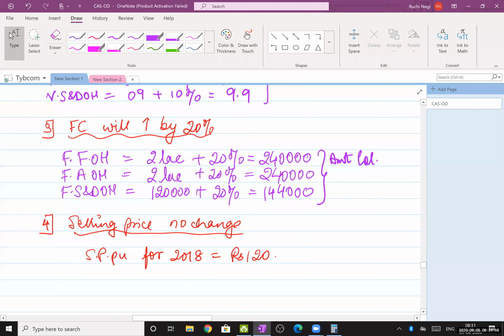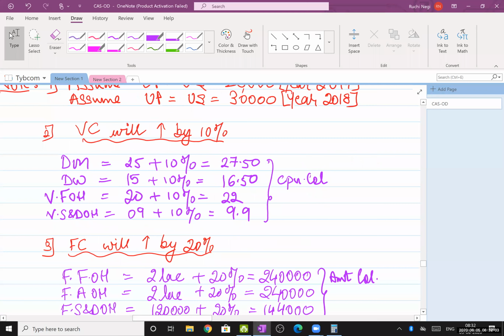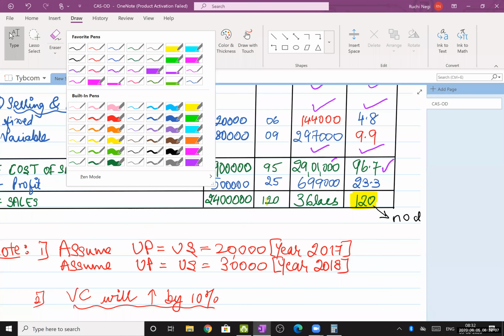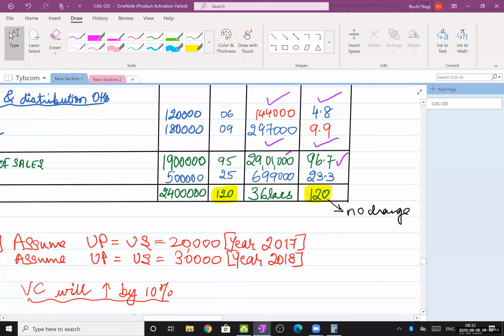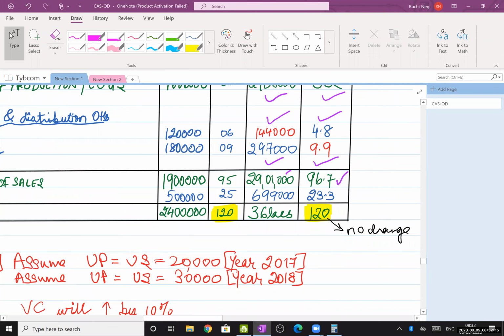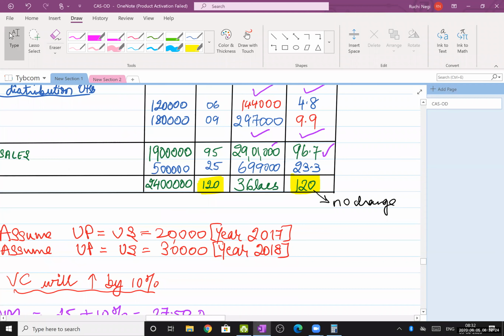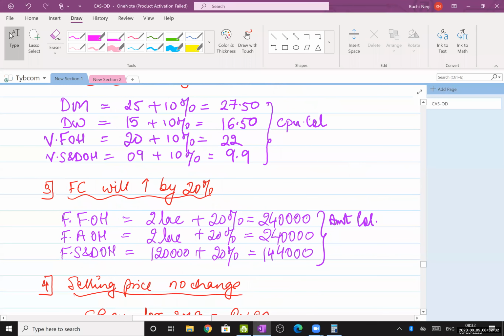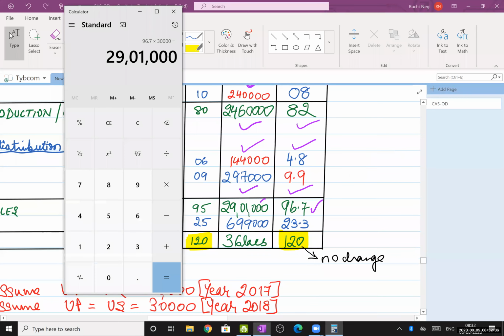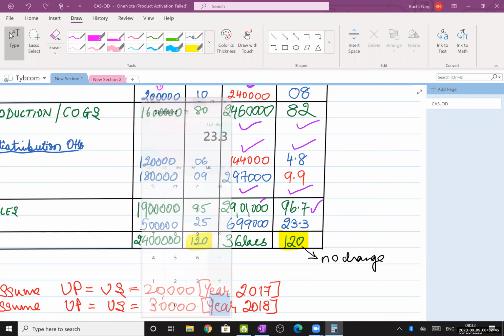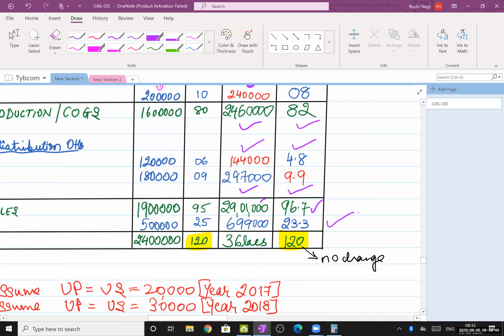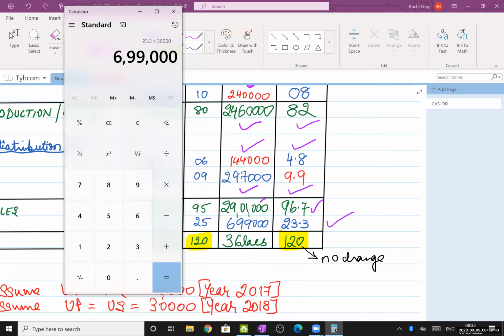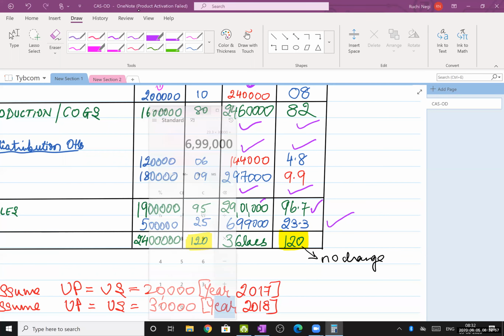Then working note number 4, selling price ke liye bola hai, there is no change. So 2017 mein selling price kitna tha? 120. So for 2017 mein it was 120. So for 2018 also, the per unit will be 120, no change. Okay. So selling price minus cost price is what? Profit. So 120 minus 96.7, 23.3 multiplied with 30,000 units sold, 6,99,000. Okay.